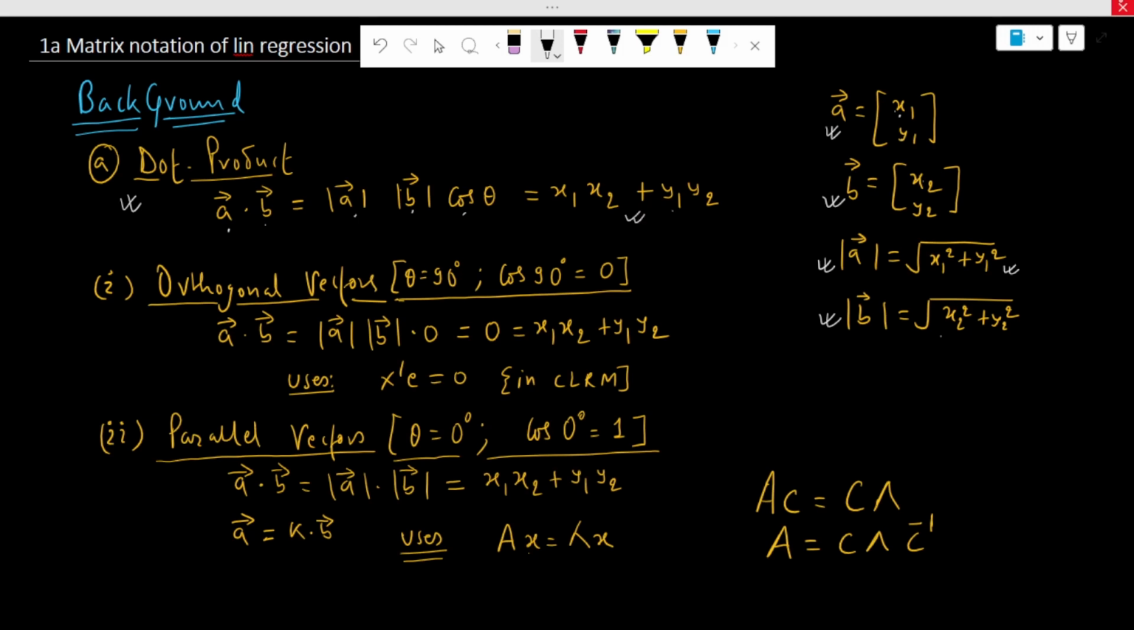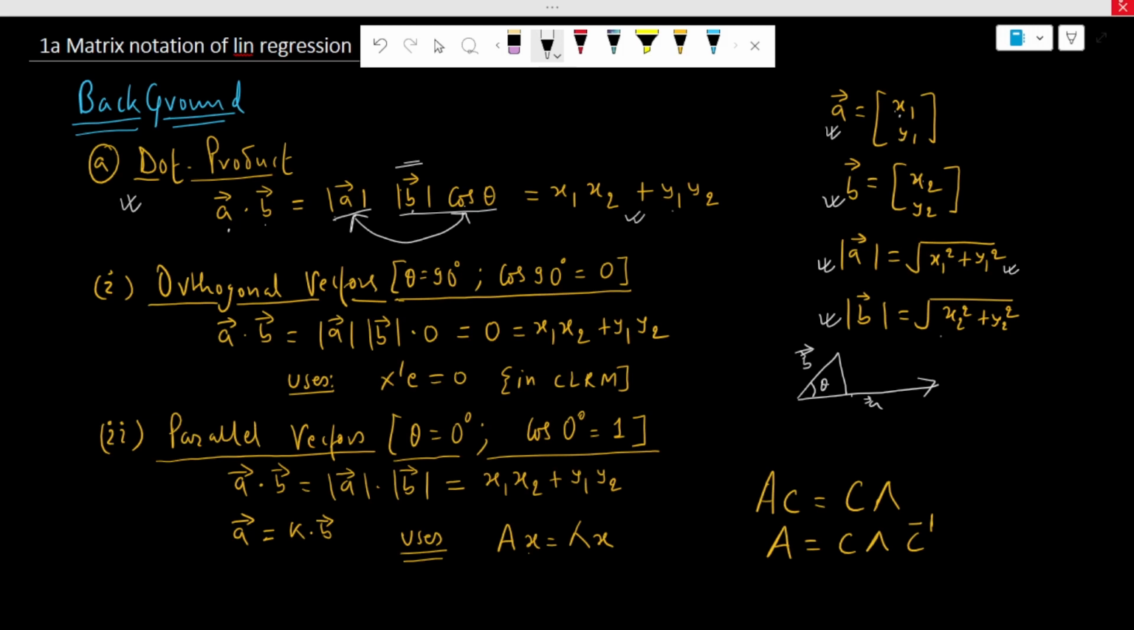We are going to make use of this dot product in order to denote the matrix notation of linear regression equations. If we have two vectors A and B, the dot product is simply the projection of one on the other. Here it is the projection of B on A if we take A first. Otherwise, if we take B first, then this much is the projection of A on B, and theta is the angle between vectors A and B.